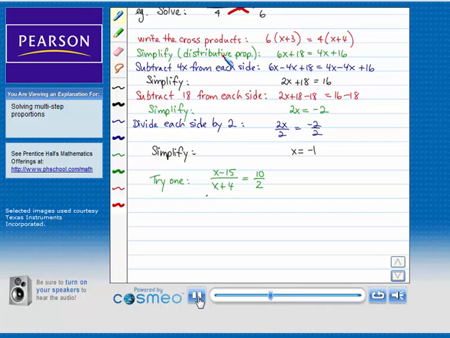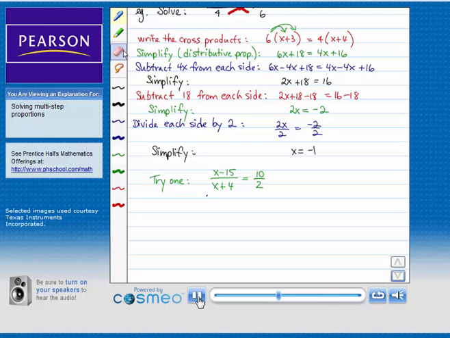Once I have done that, then I can simplify. Remember to distribute when you multiply by a sum. So 6 times x and 6 times 3, 6x plus 18, and that is equal to 4x plus 16. Notice that there are variables on each side of the equal sign, so I need to get the variable on one side. I'll subtract 4x from each side. Notice that 4x minus 4x is 0, and 6x minus 4x is 2x. So that leaves me, when I simplify, 2x plus 18 equals 16.